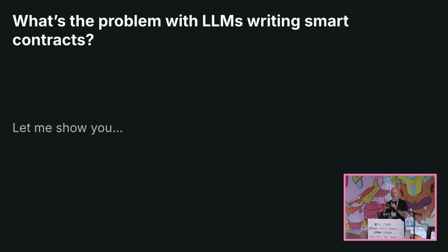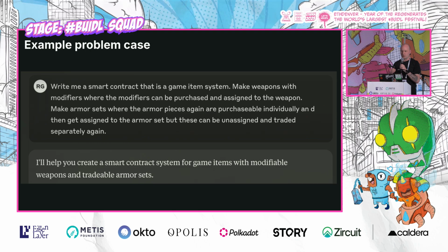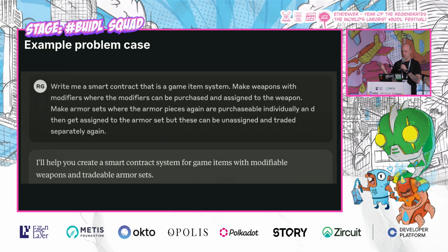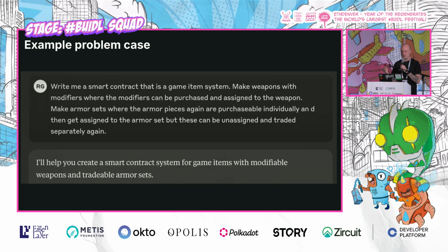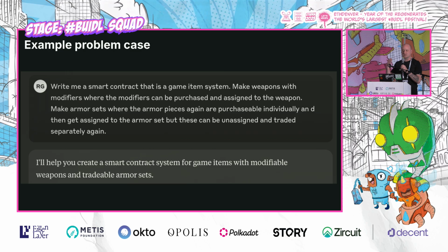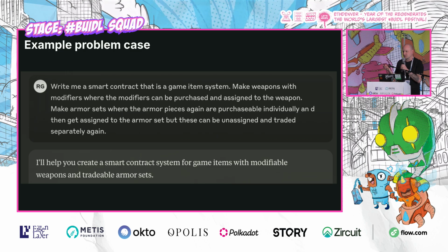So when trying to use an LLM to write a smart contract specifically, rather than list the exact problems, I'd rather show you an experience I had going into it as a naive developer with my prompt. So I wrote this exact prompt. I said, write me a smart contract that is a game item system. Make weapons with modifiers where the modifiers can be purchased and assigned to the weapon. Make armor sets where the armor pieces, again, are purchasable individually and then get assigned to the armor set, but these can be unassigned and traded separately again. I got a little wordy, but I figured that's how people talk to them, right?